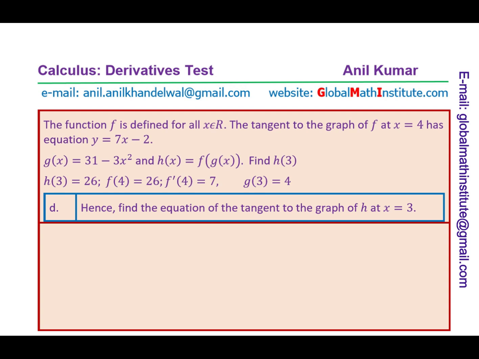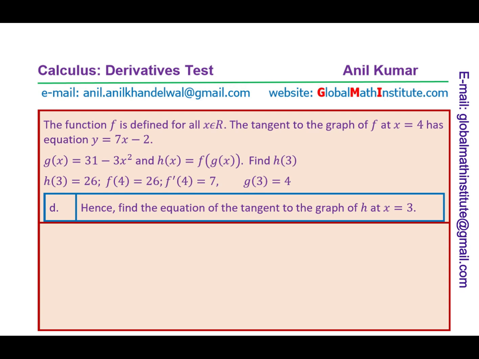So once again, the same type of function is given to us. g of x and h of x is defined. We found what h of 3 is. So h of 3 is 26, f of 4 is 26, and the derivative at 4 is 7, and the value of g of 3 was calculated as 4. Right? Part D is, hence find the equation of tangent to the graph of h at x equals 3.